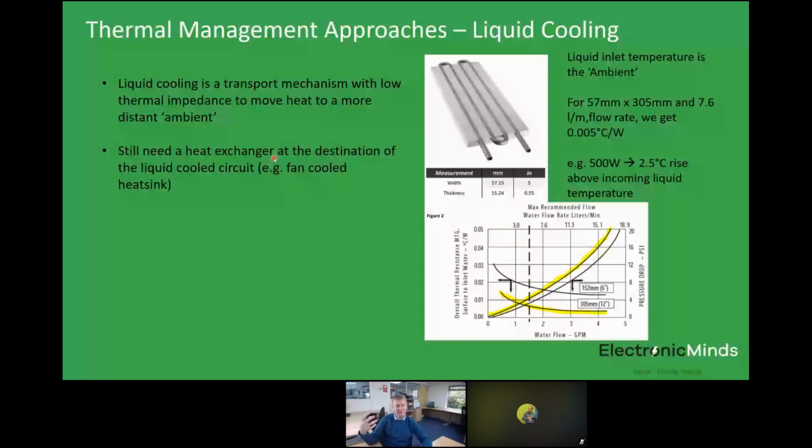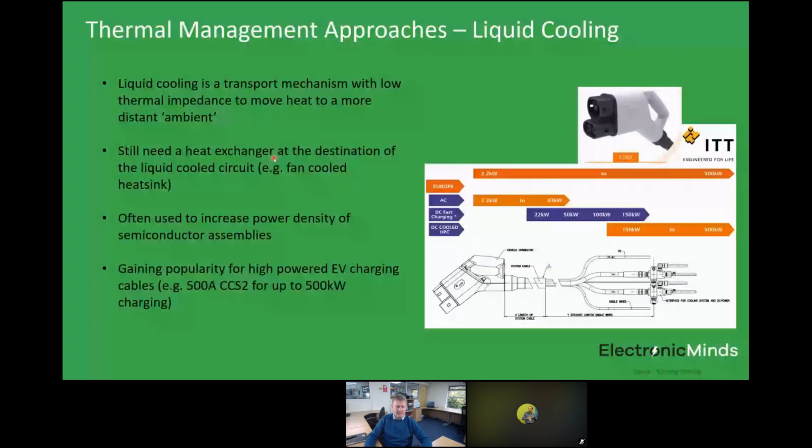So if you're looking at power density, you can't ignore the fact that you need to have this fan-cooled heatsink or this heat exchanger system somewhere else in your product to actually deal with the real heat. So liquid cooling is great, but just bear in mind, all it really is doing is providing a very effective way to transfer heat from one specific place to another. For obvious reasons, it's used in increasing the power density of those semiconductor assemblies for very high power systems.